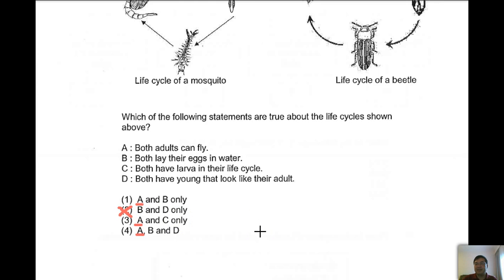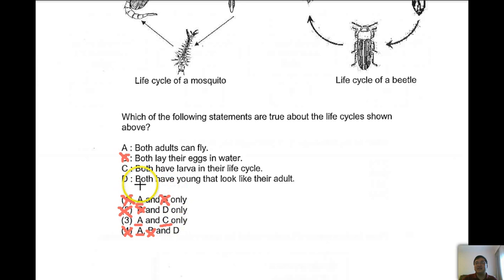Both lay their egg in water. False. So any of your choices here with B is false. So B is over here. My choice is not 1 anymore. The B over here is not, and the B over here is not 4. This leaves me out with 3, A and C only. Very fast I can find the answer. However, I need to double check. Both have larva in the life cycle, correct. C is correct. A is correct, C is correct.